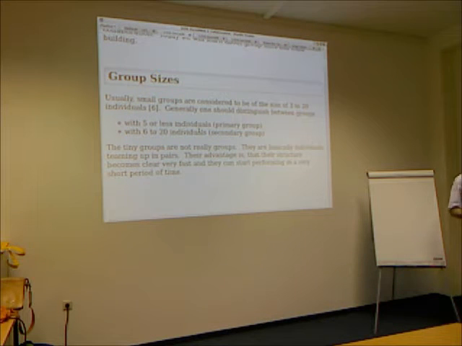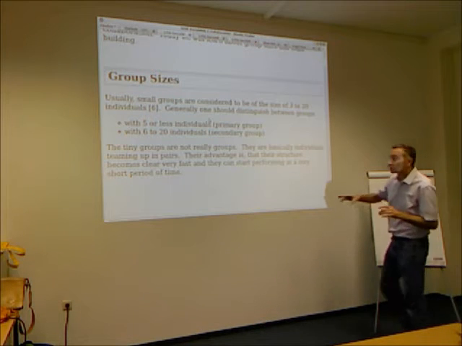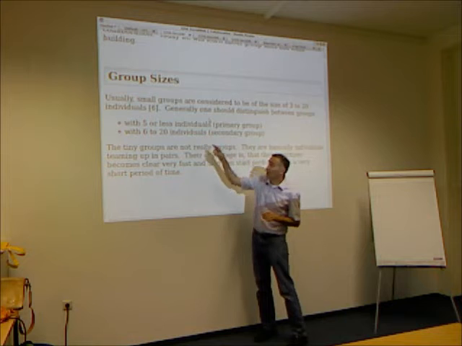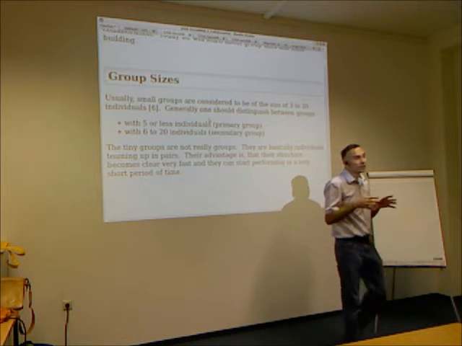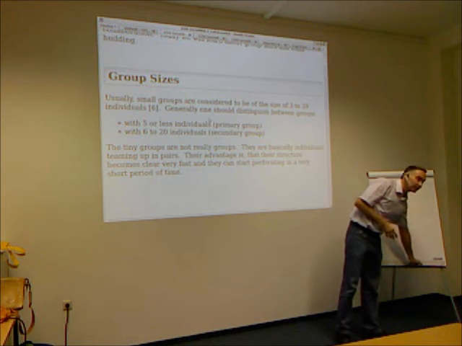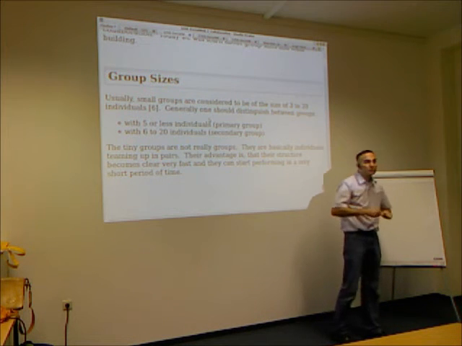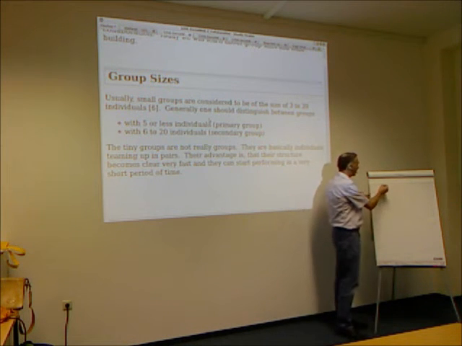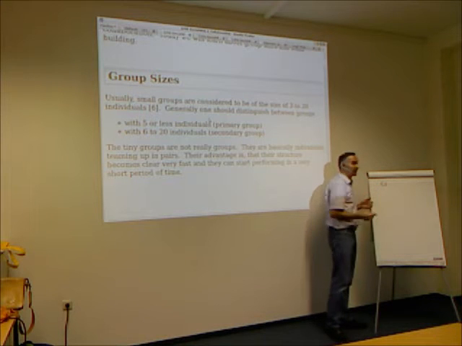The first thing is the group sizes. So usually we talk about small groups, and there are 2 kinds of small groups. The primary ones, which are 5 or fewer individuals. So they are not really groups, and in that case, you don't have group dynamics. Well, let's talk about the simplest group. The simplest group is just one person.